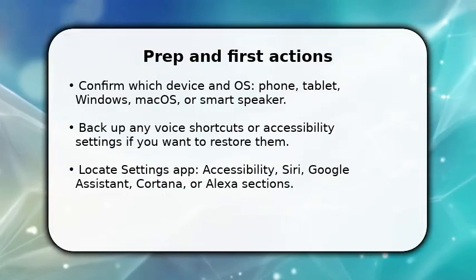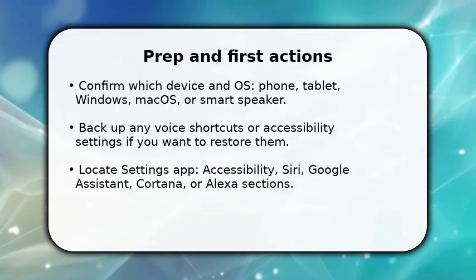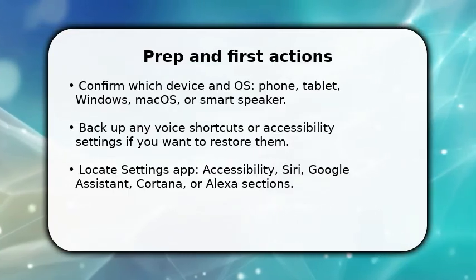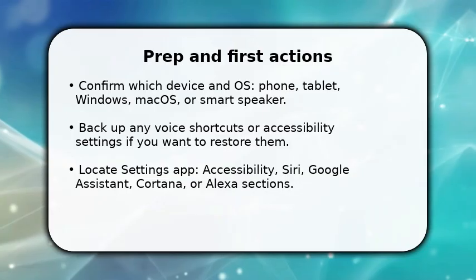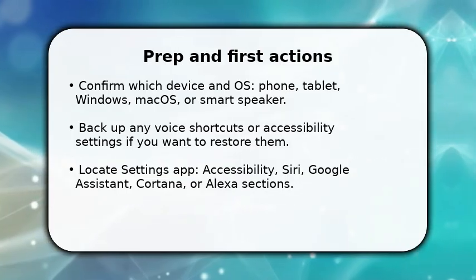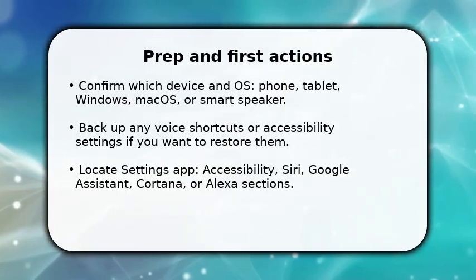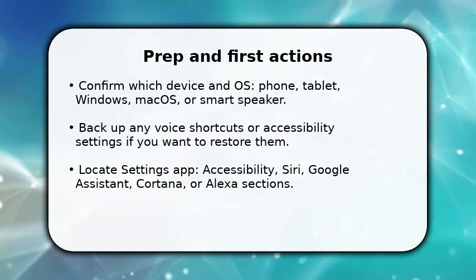You start by identifying the exact device and voice service you need to disable. This matters because settings differ per system. Once done, make a quick backup of voice shortcuts or accessibility presets so you can restore them later if desired.